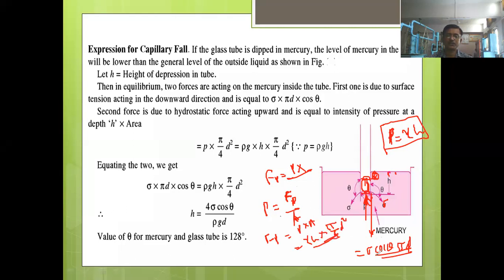Now equate this with this equation. I will write here like this: gamma H into pi d square by 4. This d will cancel with this d. Then this 4 will go here.